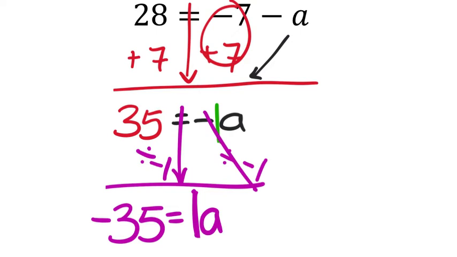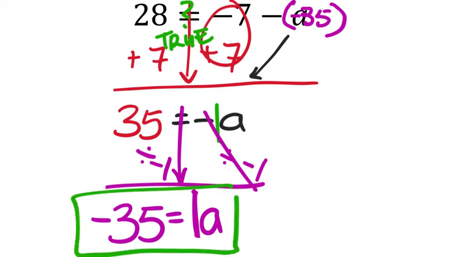So let's check. Let's see what happens if I take that a and replace it with negative 35. Will I, in fact, get a true statement? In my calculator, I type in negative 7 minus negative, remember you're using different buttons there, negative 7 minus negative 35, and I do get 28. That makes it a true statement. So I know now that I can box this in because it is my solution. It makes the equation true if I replace the a with negative 35.